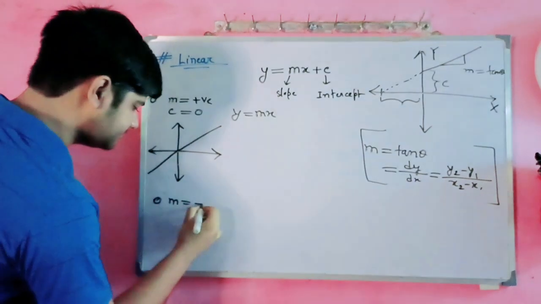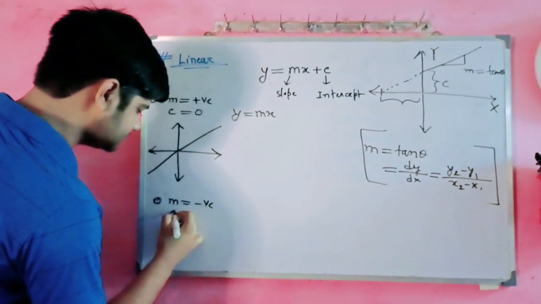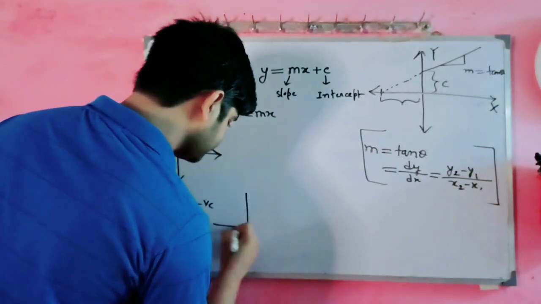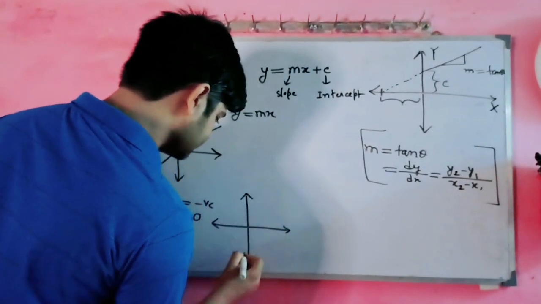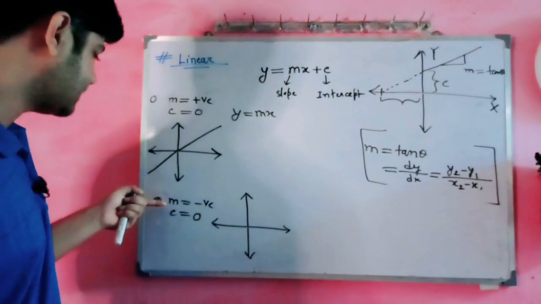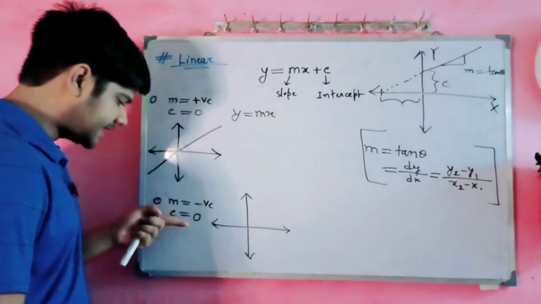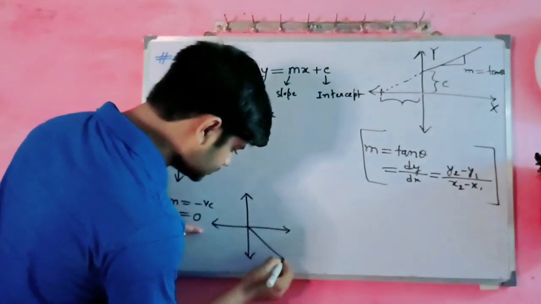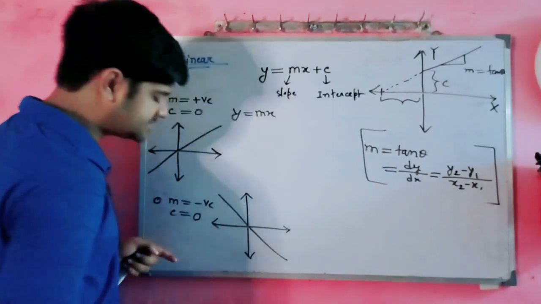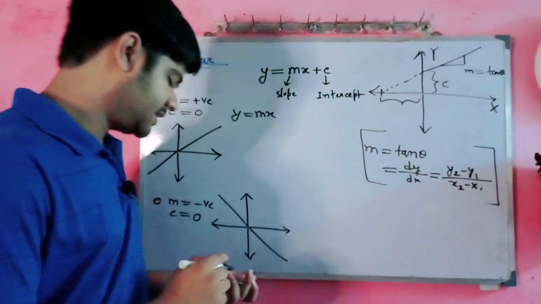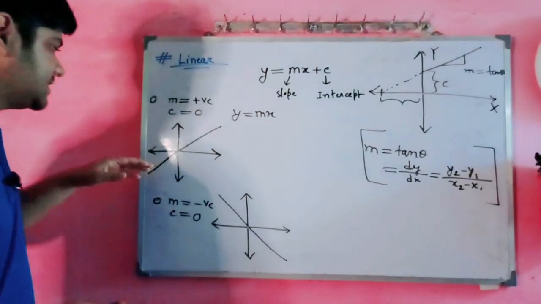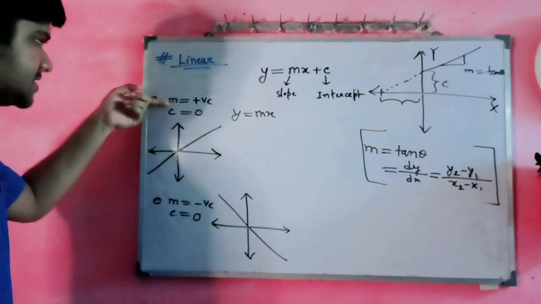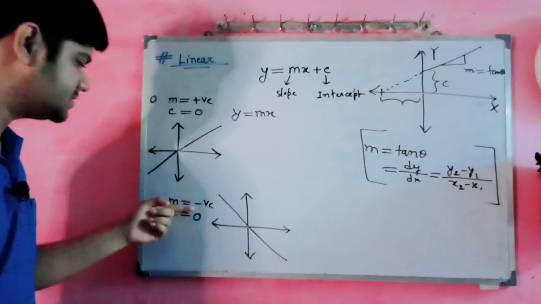If m is negative and c is, sorry, c is 0, then how will it look? See here, slope is negative and intercept is 0. That means the straight line will pass through the origin, and slope is negative, so we'll have this type of graph. Now one may raise a question here: why are we drawing this kind of graph when slope is positive and this kind of graph when slope is negative?